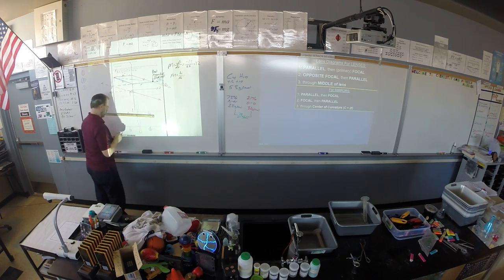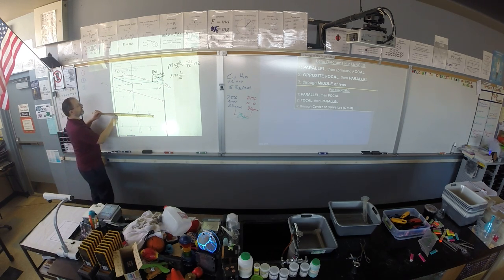Ray number 3. Wait, so that does not connect to the virtual focal point? So for the second ray, we line up our straight edge from the object to the opposite focal. Opposite focal's over here. We still trace the ray to the normal and then break it at the normal, so it goes opposite focal and then parallel.